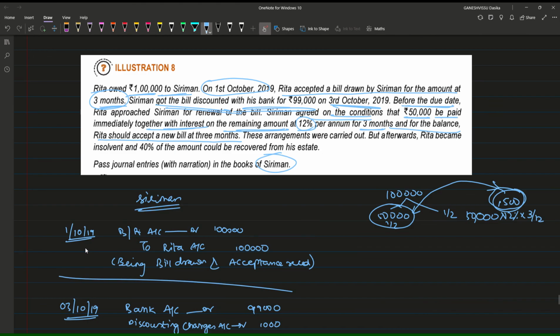I think we have now completed the main concepts. Only illustration number 4 remains, I suppose. Illustration number 4 is a somewhat tricky question that I'll explain in the next video. Accommodation bills is the remaining topic now. For accommodation bills, illustrations 9, 10, 11, 12 are there.